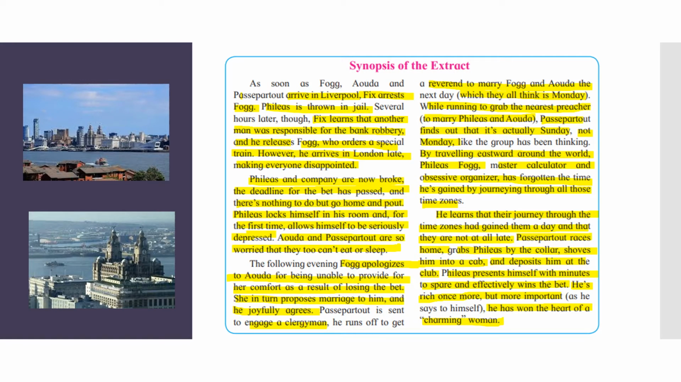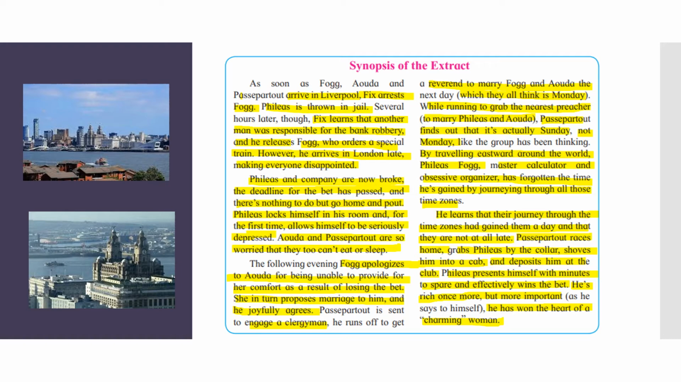Synopsis of the extract. So as Fogg, Auda and Passepartout arrive in Liverpool, Detective Fix arrests Fogg and throws him in jail. Several hours later, when Detective Fix learns that another man was responsible for the bank robbery, he releases Fogg. Fogg then orders a special train. However, he arrives in London late, making everyone disappointed.